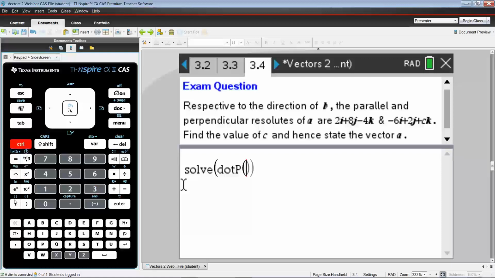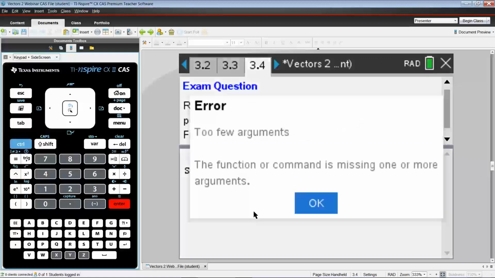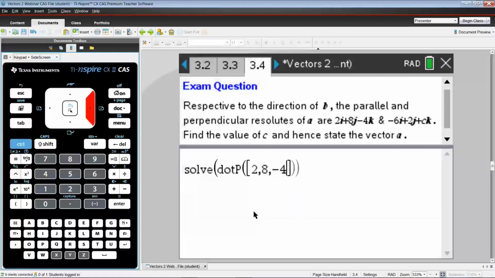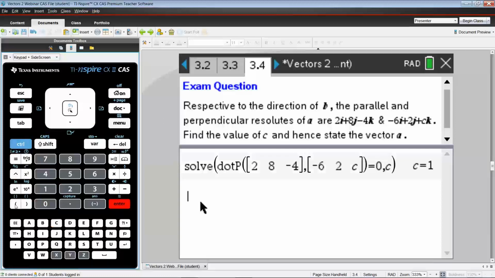So let's type the vectors as we are. Vector 2, 8, -4, there we go, along with the other vector. So I've got -6, 2, C, and here's the dot product. I've got the dot product here, but I want to solve it equal to 0 for the value of C. There we go. So C is equal to 1.